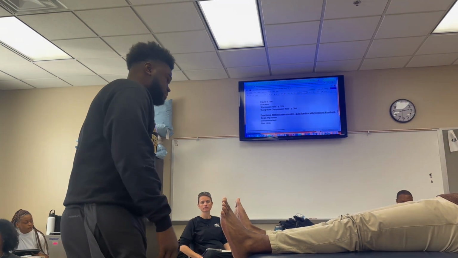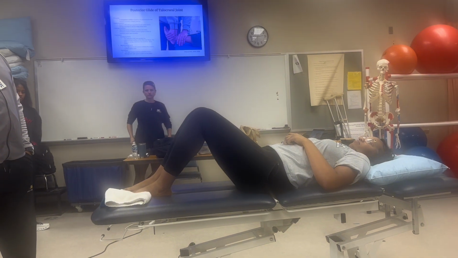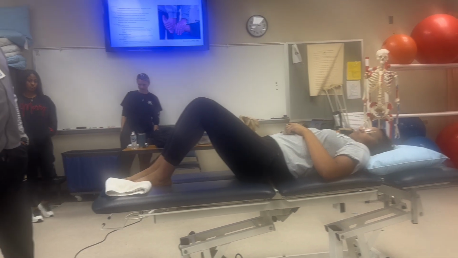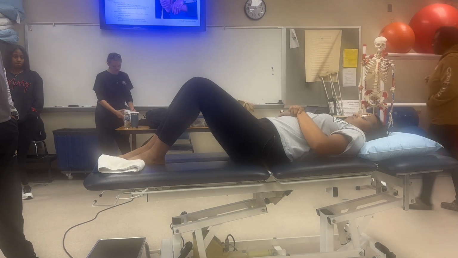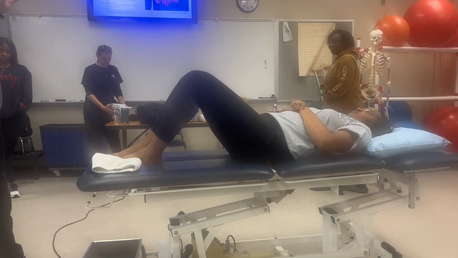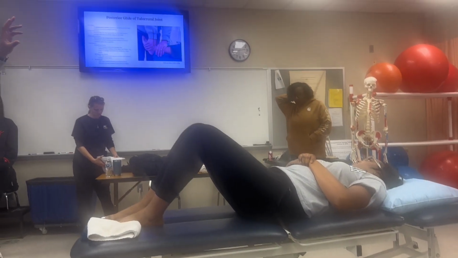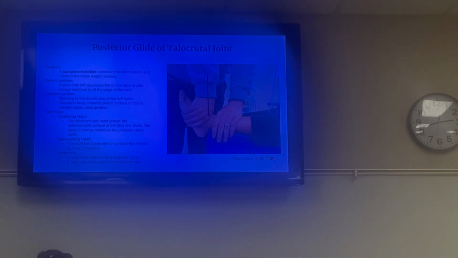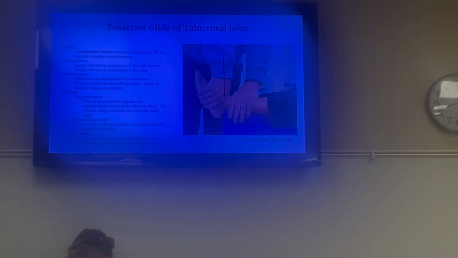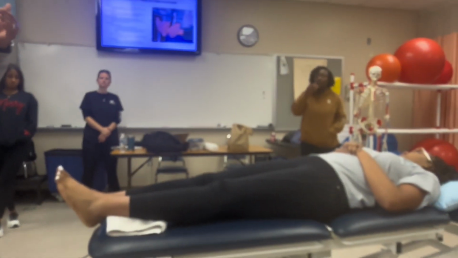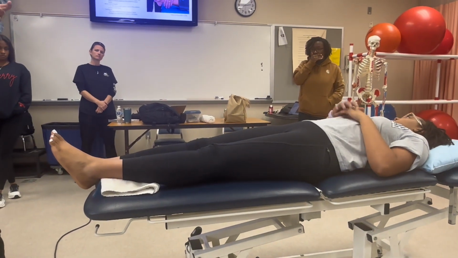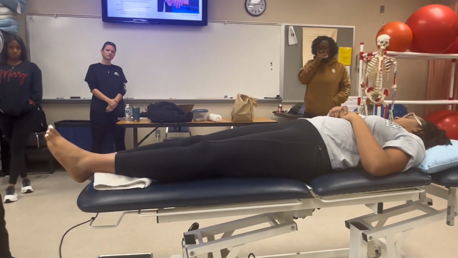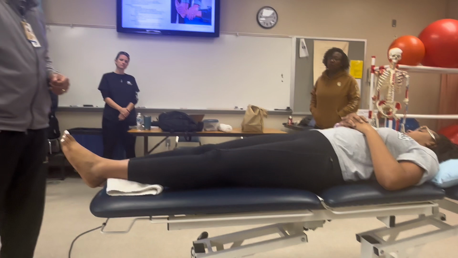With our component motions at the talocrural joint, the first component motion that we're going to assess is the posterior glide of the talus. The posterior glide of the talus is a component motion required for talocrural dorsiflexion and weight-bearing pronation. The talus has to glide or slide posteriorly with active range of motion dorsiflexion. So that's a component motion necessary.